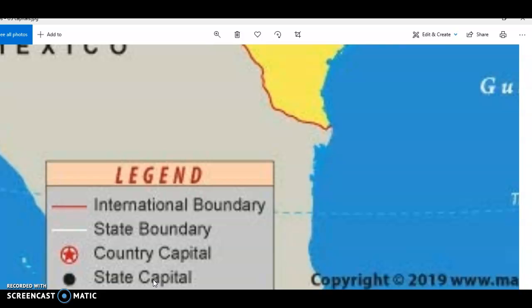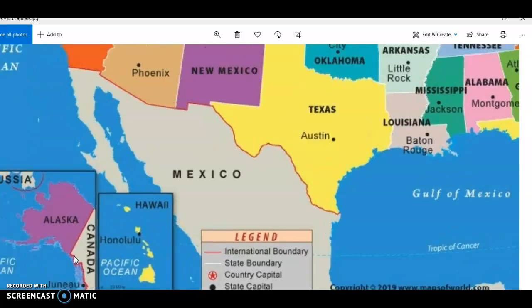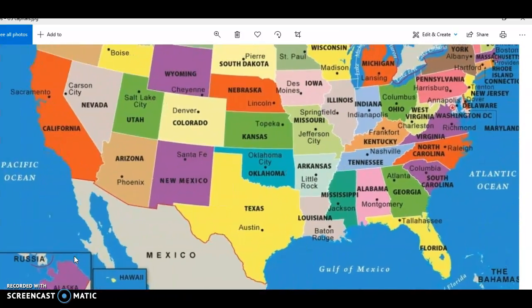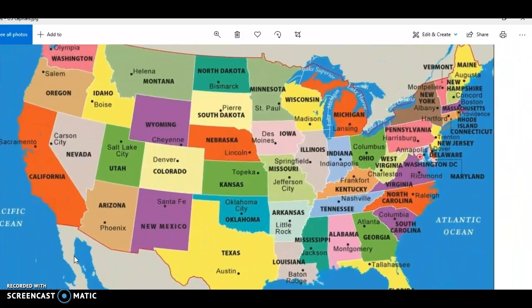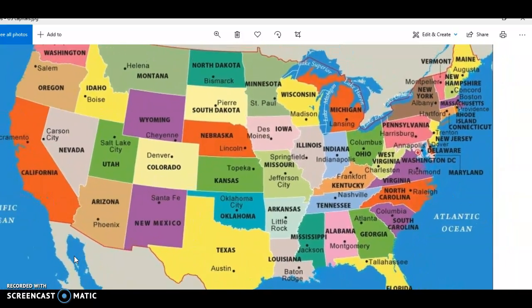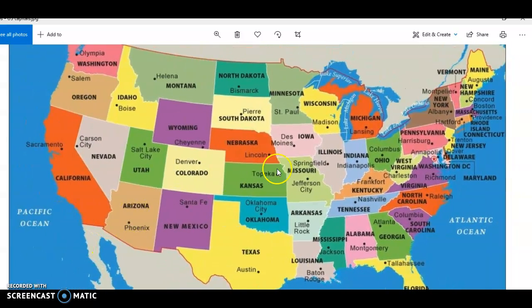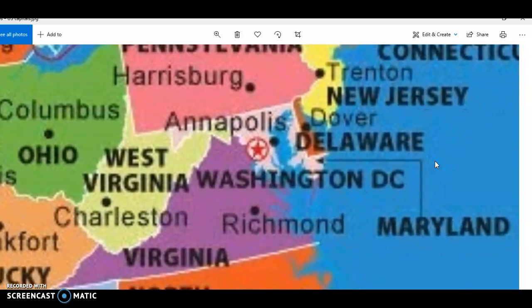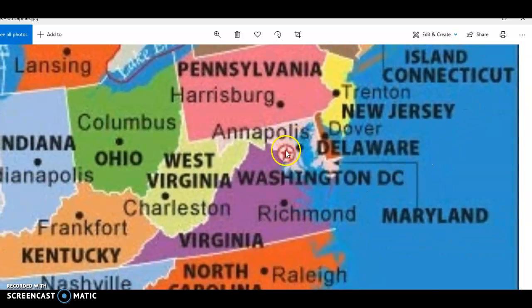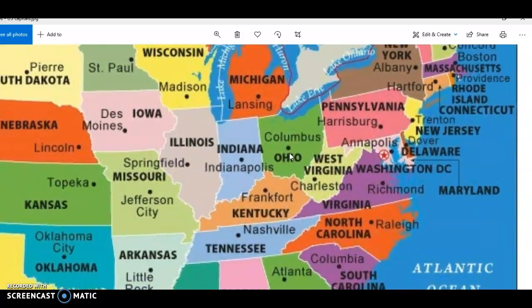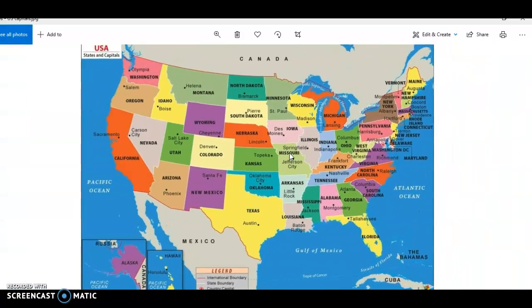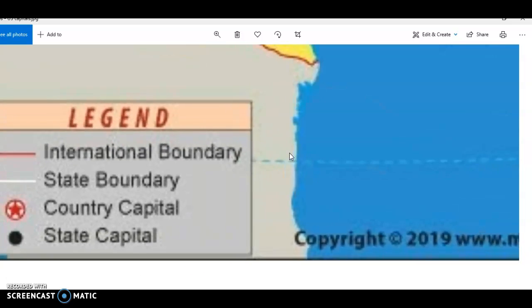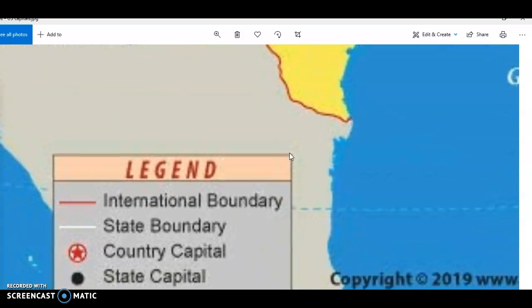So let's see if we can find a country capital, looking for a symbol like this on the map. Do you see any? Ding, ding, ding. It's right over here. Zoom in a little bit so you can see that. The country capital.